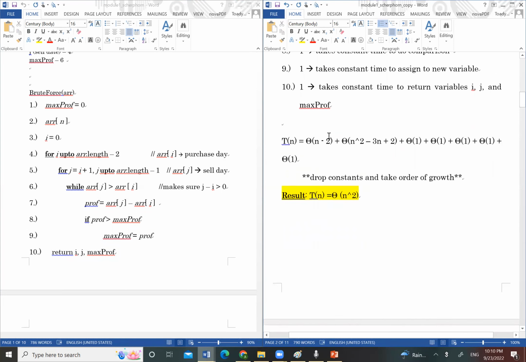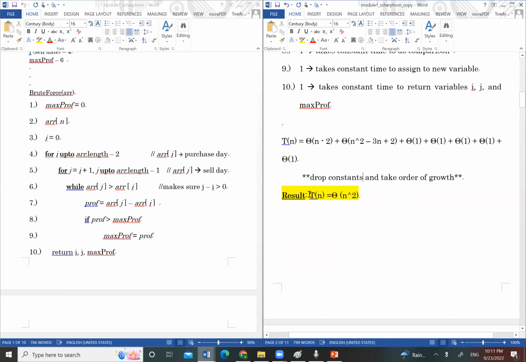So again, if we do the time complexity, it's theta of n minus 2 for the outer loop, plus theta of n squared, let's say n^2, theta of n minus 2 plus theta of n squared minus 3n plus 2, and then all of the constants. But we have to drop the constants and take the order of growth, which is the highest exponent in this case.